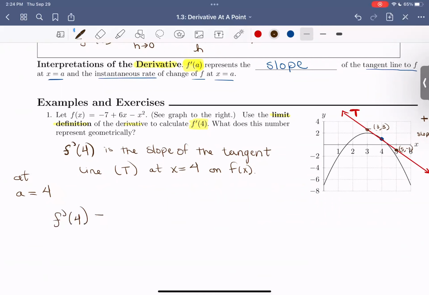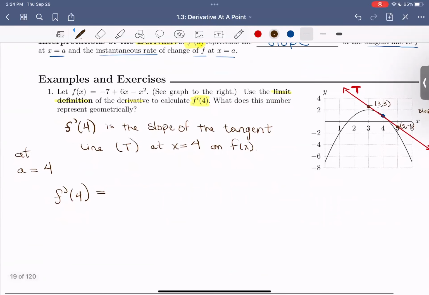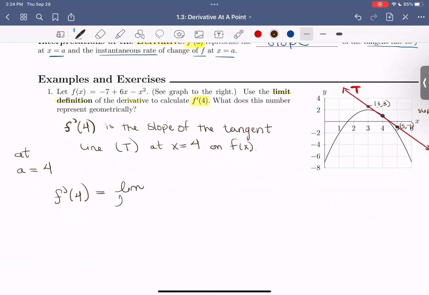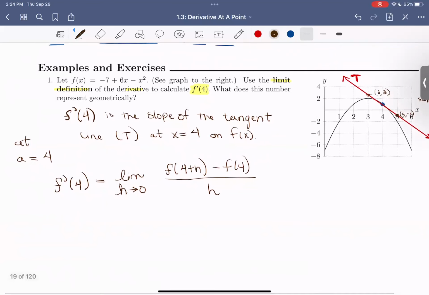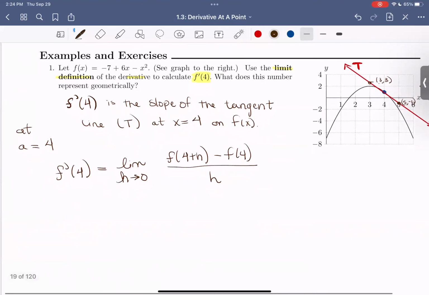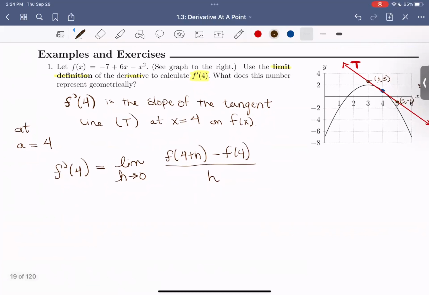And it's really good to write it all out so that you get practice memorizing this limit definition. f prime of 4 equals the limit as h goes to 0 of f of 4 plus h minus f of 4, all over h. So take a moment, pause the video, and check your work at this point. When you're ready, we can carry on to the next step.